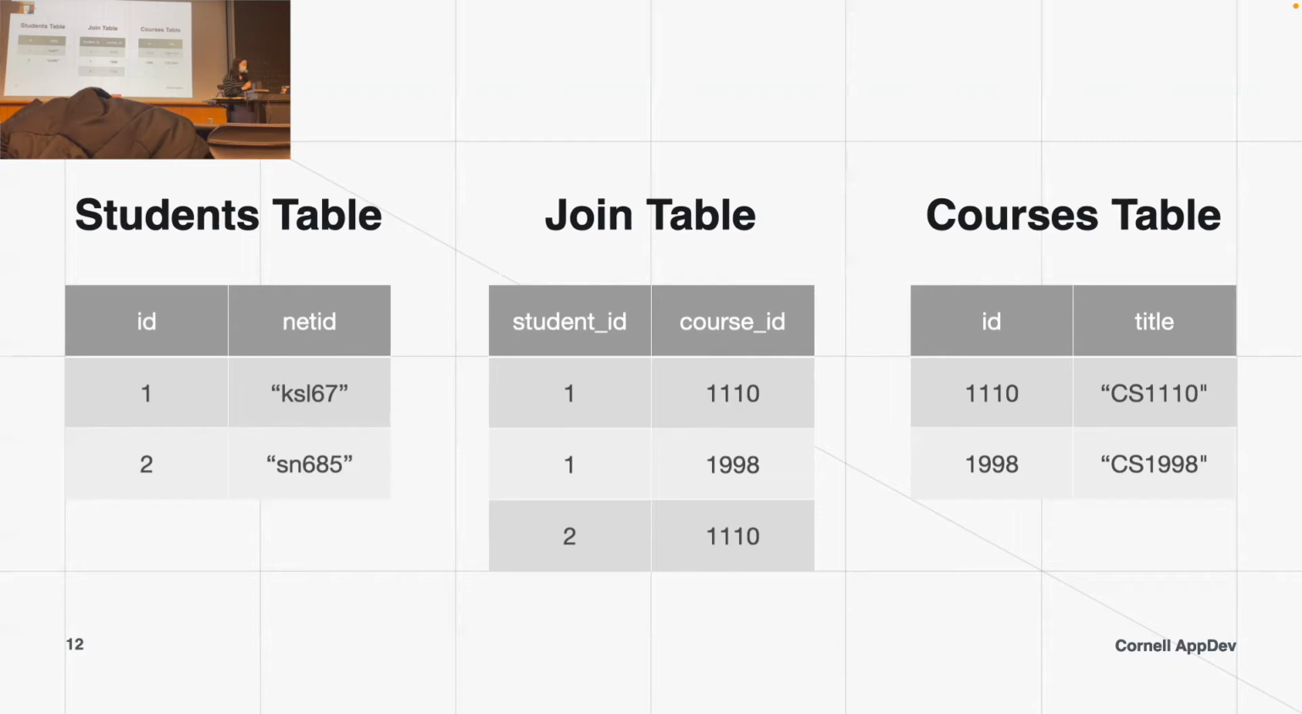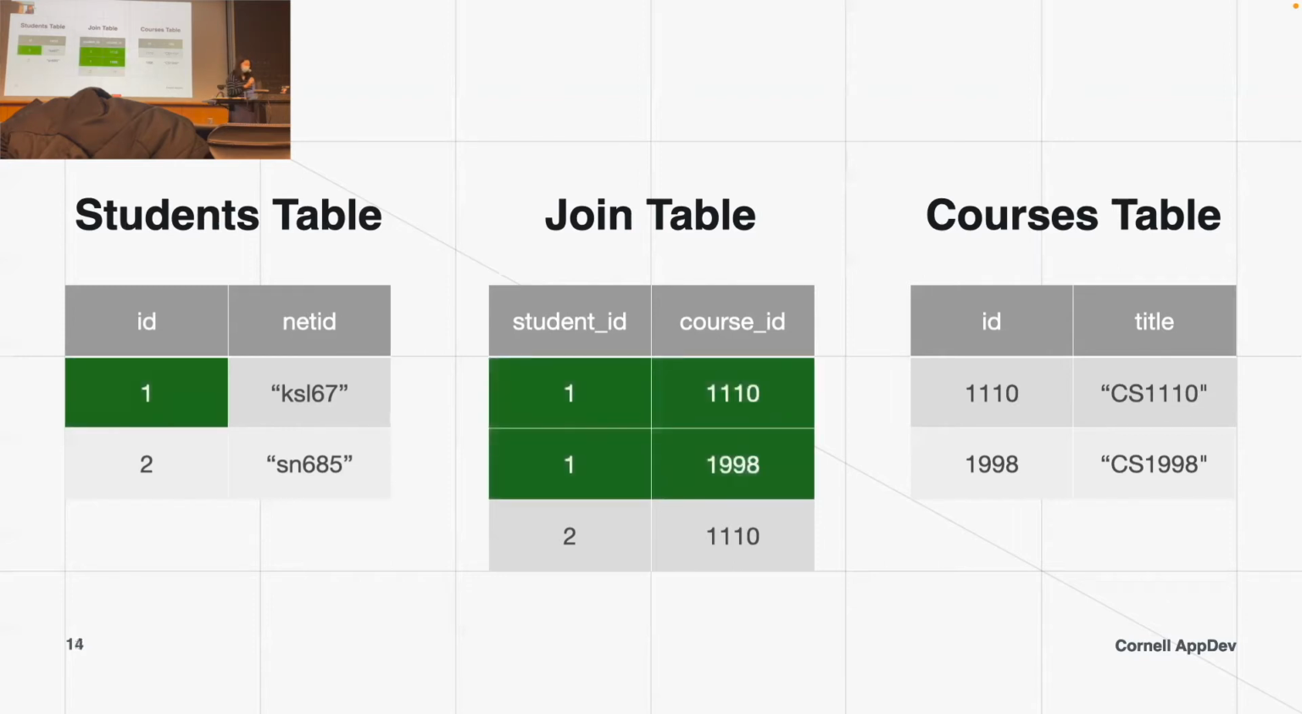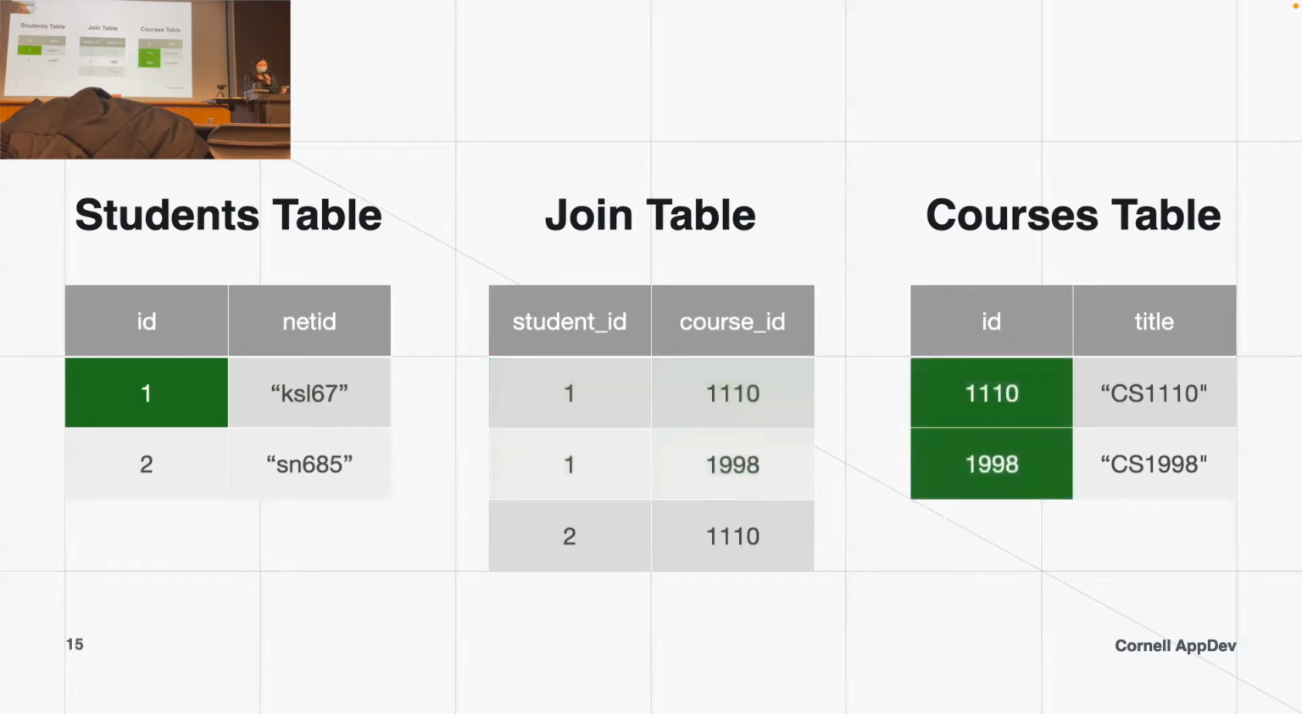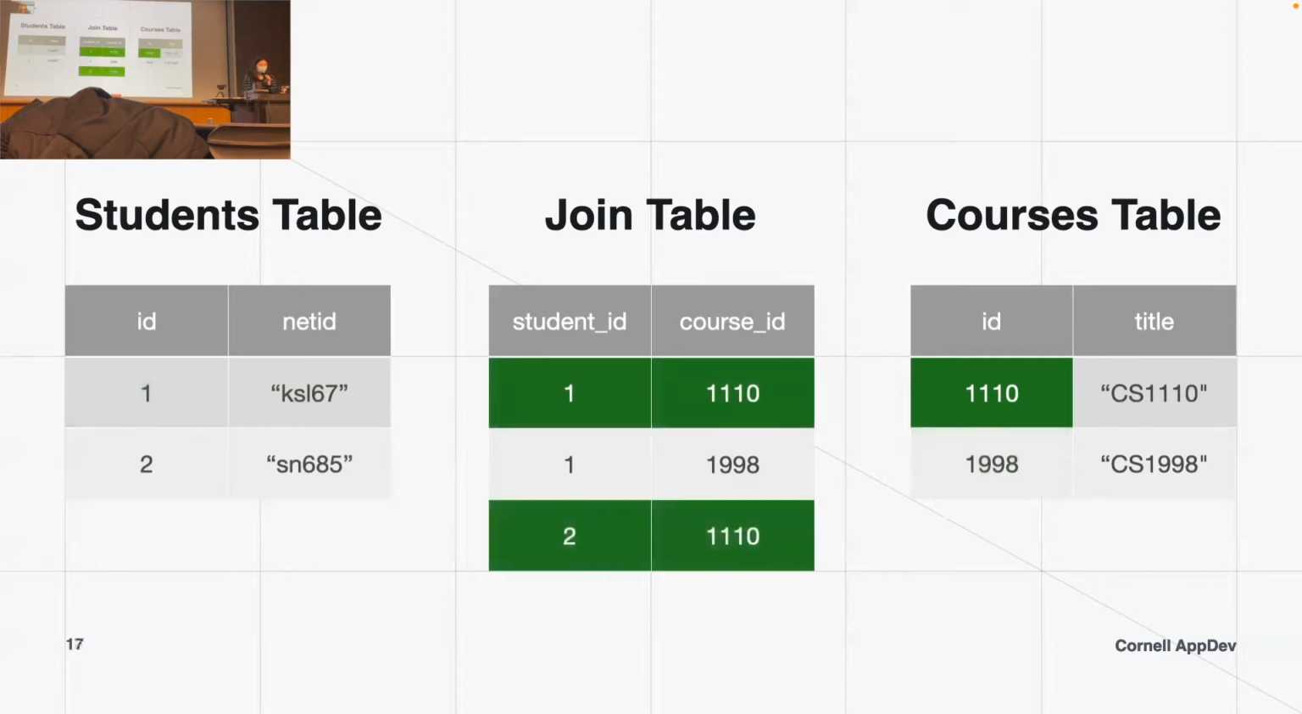Okay, cool. So here's just the graphic animation. Student ID 1 is associated with 2 enrollments in the join table. So I'm in 1110 and CS 1998. And then I can use the course ID to check the actual title in the courses table. And then similarly, I can do the same thing with the courses table.